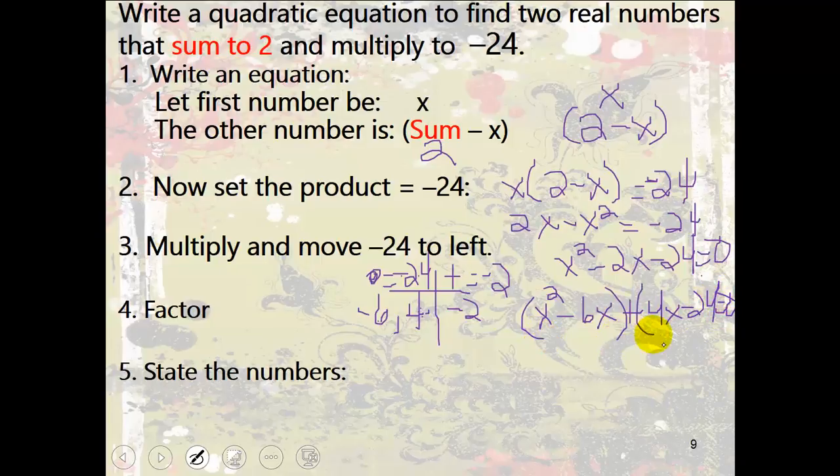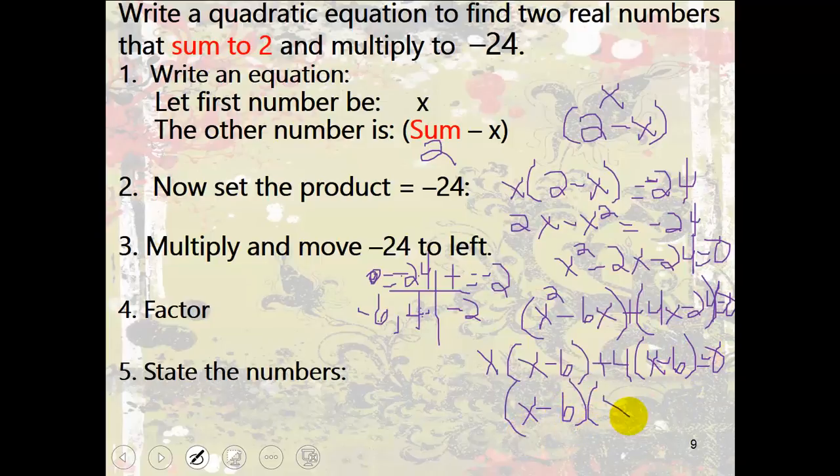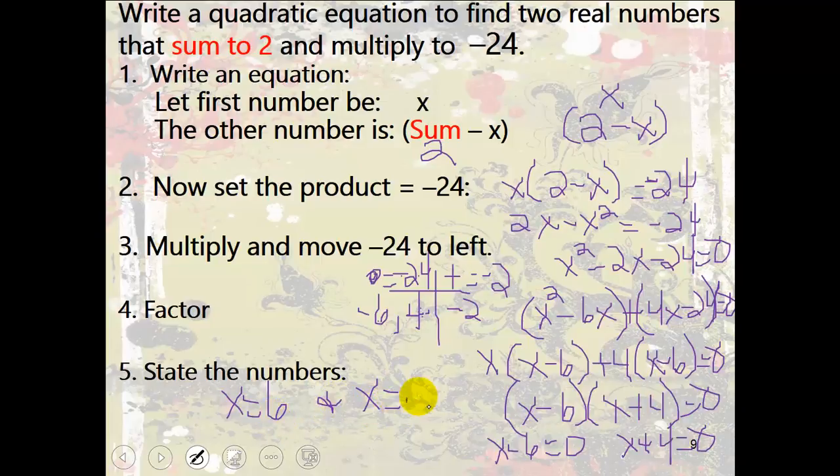Group, pull out an x. Pull out a 4. Factor out the common binomial. Set each of them equal to 0. So that means x is going to equal 6 and x is going to equal -4. Those are the two numbers, all right?